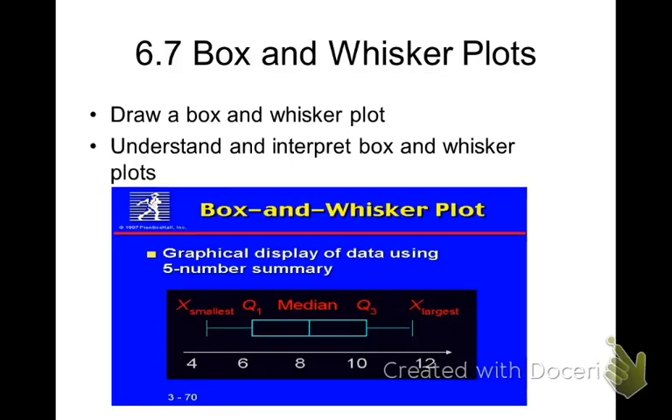Section 6.7 is on how to draw a box and whisker plot. The reason that we learn how to do box and whisker plots is just another way for us to look at some of those measures of central tendency, ways to look at some data and interpret some data.